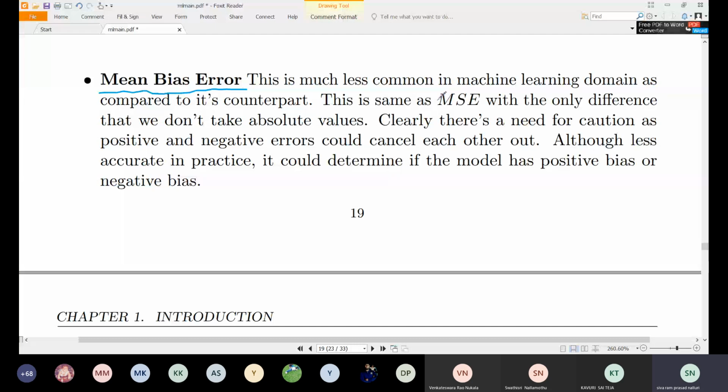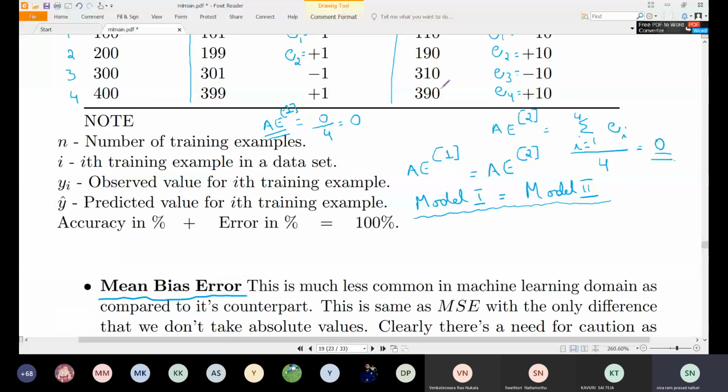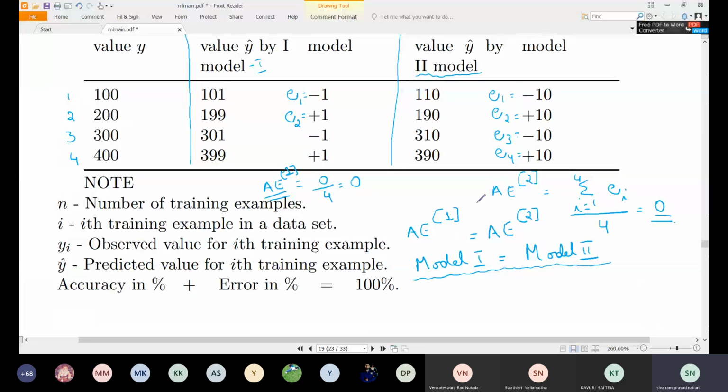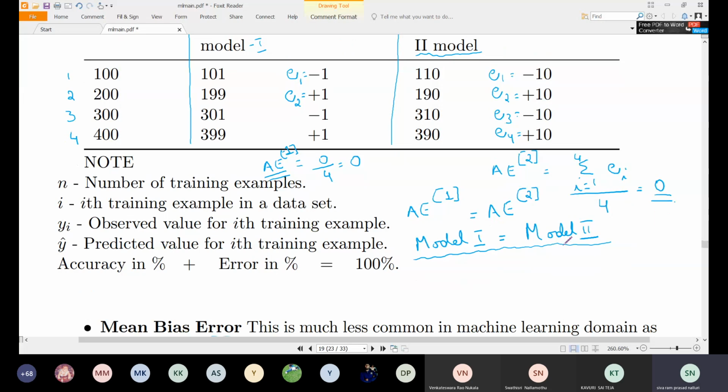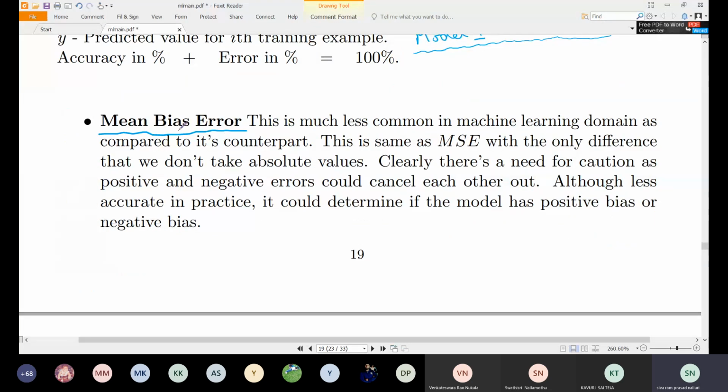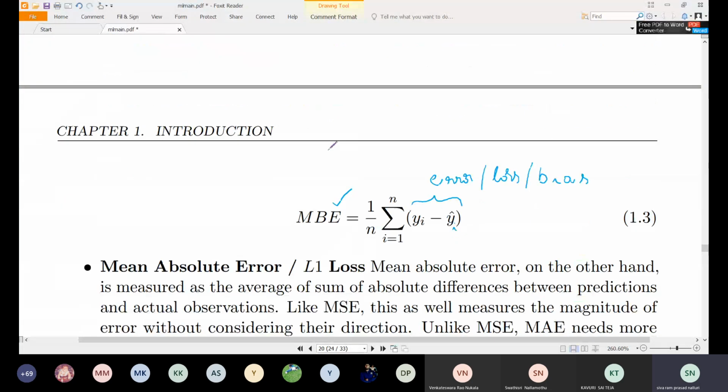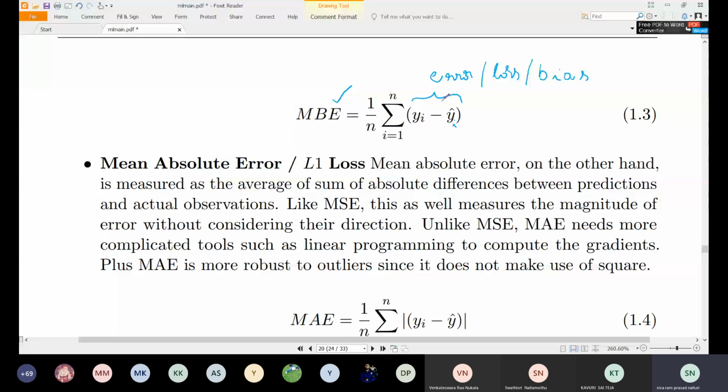Mean bias error. Here in this example, whatever we have calculated is called mean bias. So the mean bias for the first case is 0 and the mean bias for the second example is 0. Because their mean bias values are the same, we are claiming that both the models' performance is the same. The spelling for this is BIAS, mean bias error. Why is it known as mean bias? Because the other name for error is bias and this is the mean value of the bias, so it is known as mean bias error.